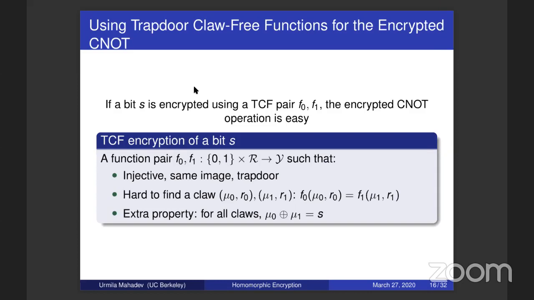Okay, so essentially, I see. It could be that he can't find a claw, but he can find mu0 and mu1, and then he'd break the encryption. So it does not follow from claw-freeness. Claw-freeness is necessary. Clearly, if it's not claw-free, you break the encryption, but the semantic security is part of your definition of TCF.